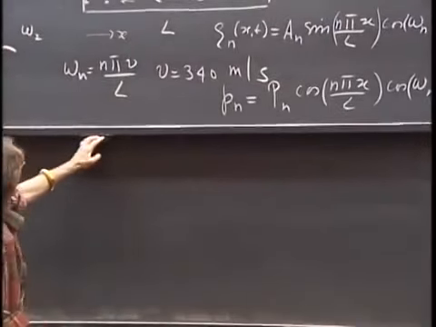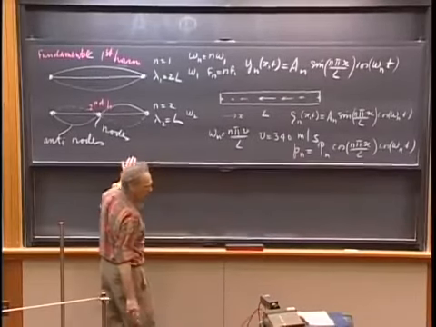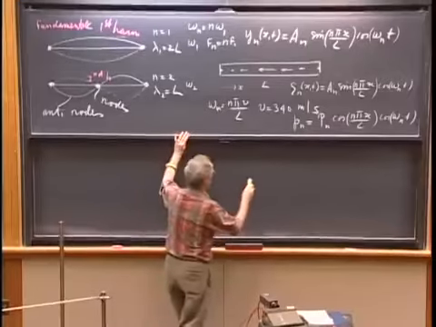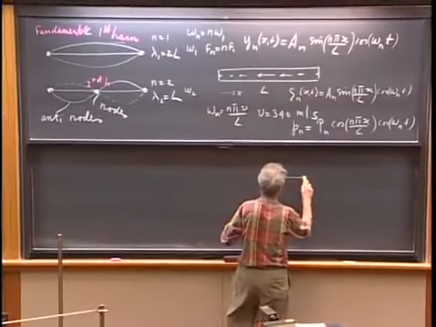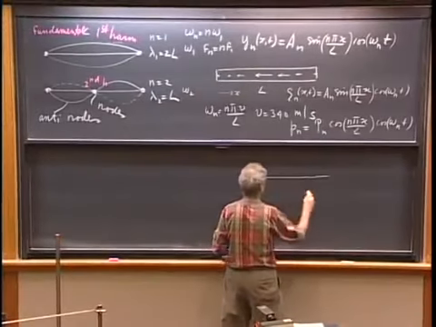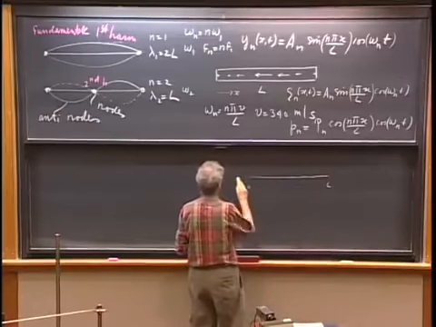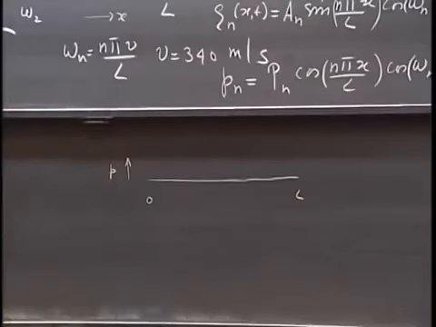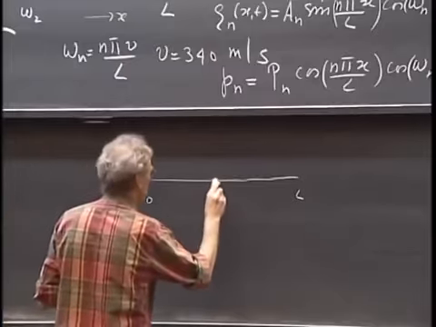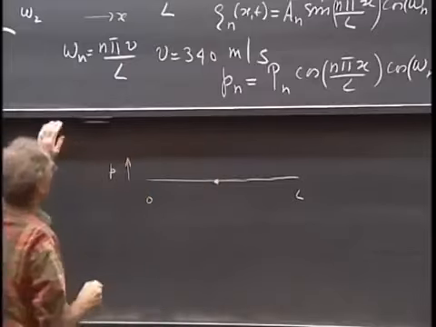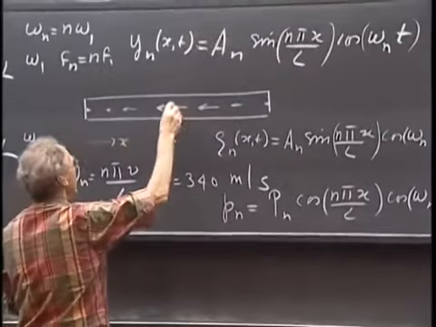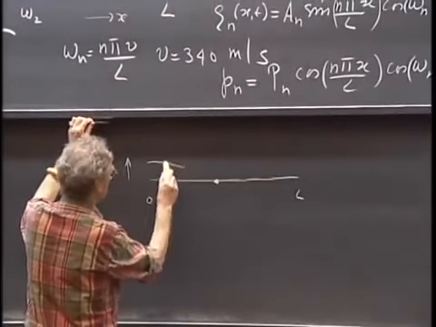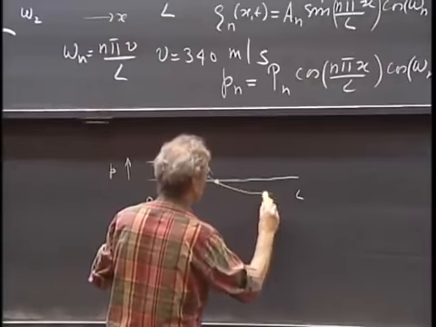If I made a plot of the pressure, I will do it here so that it doesn't become too cluttered. So here is now 0, and here is L. If I put here the pressure, then in the first harmonic, the fundamental, here is a pressure node in the middle, where there was an antinode for psi, there is now a pressure node in the middle, and then the pressure will change in this way.